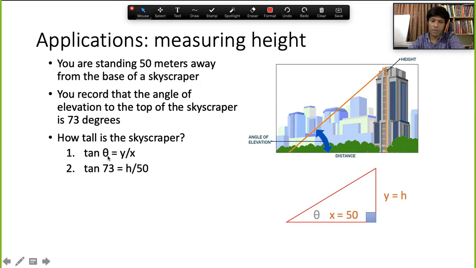So tan 73, the angle is 73, h we have to find out, and x is given as 50 meters in this case. Then you use the calculator: tan 73 equals what? Then h equals what? We can easily find out. Tan 73 is 3.27. Then 50 times 3.27 gives this many meters. This is the answer. So this way we can apply trigonometric ratio knowledge.